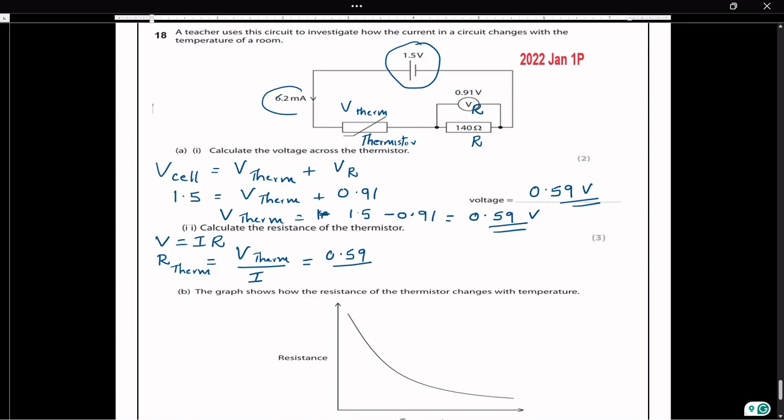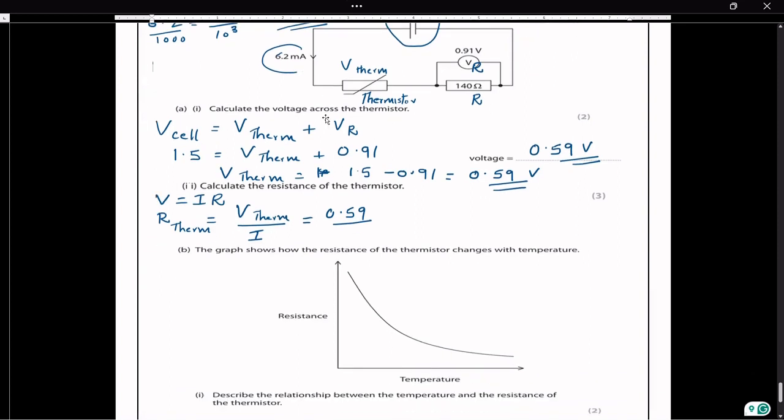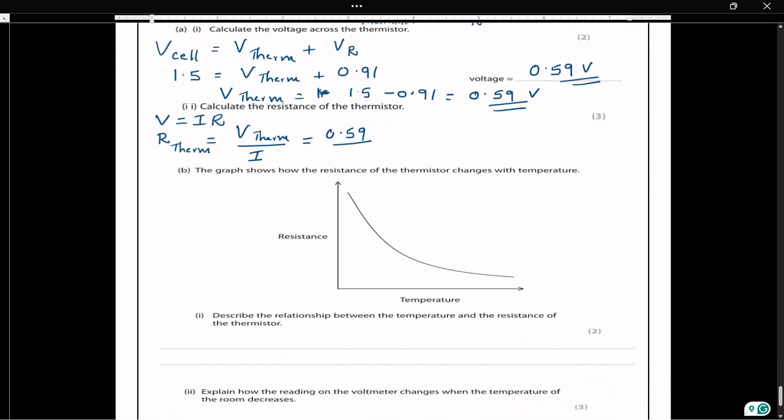So we cannot use this as 6.2. We have to change this milliamperes to amperes. So it is 6.2 over 1000, which is equivalent to 6.2 times 10 to the power of minus 3 amperes. So to change from milliampere to ampere, multiply with 10 to the power of negative 3. So the current is 6.2 times 10 to the power of negative 3. So let's make use of the calculator to get the answer. It is giving the resistance as 95 ohms, resistance of the thermistor.